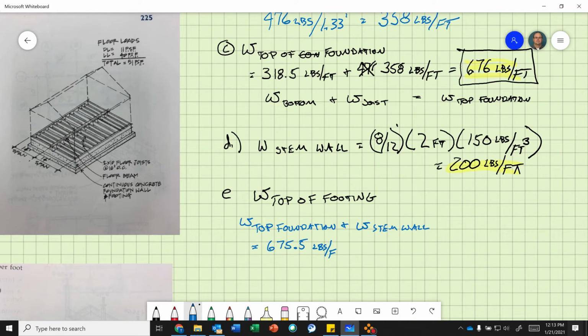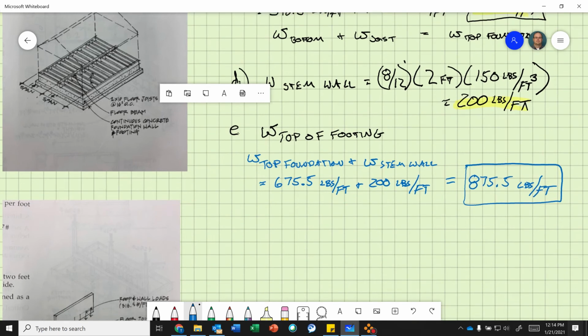It's consistent with the book. Plus 200 pounds per foot. And that equals 875.5 pounds per foot. So that is my weight on the top of my footing. Okay, we're still not done yet. That is finally the weight. Now we can size the footing.